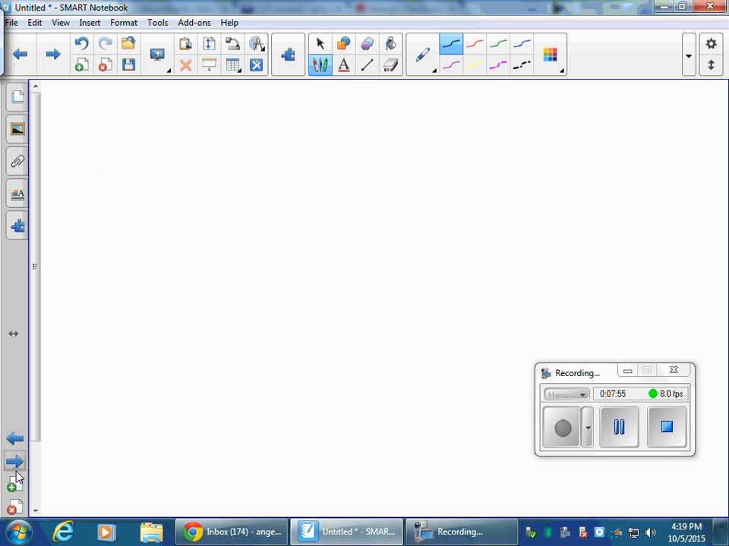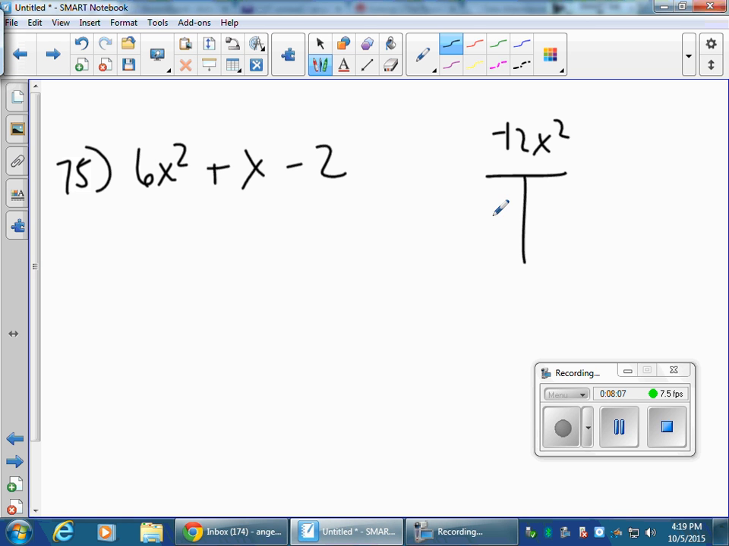All right, 75, they want me to factor that by grouping. So here's what I've got, 6x squared plus x minus 2. I'll multiply the first times the last. That's negative 12x squared. I need two factors that'll add up to a positive 1x. So I got 1 and 12, 2 and 6, 3 and 4 would probably do it. How about a negative 3x and a positive 4x? That adds up to 1x and multiplies to give me negative 12x squared. So I'm going to rewrite this, but instead of x, I'm going to put minus 3x plus 4x because that's the same thing as x.